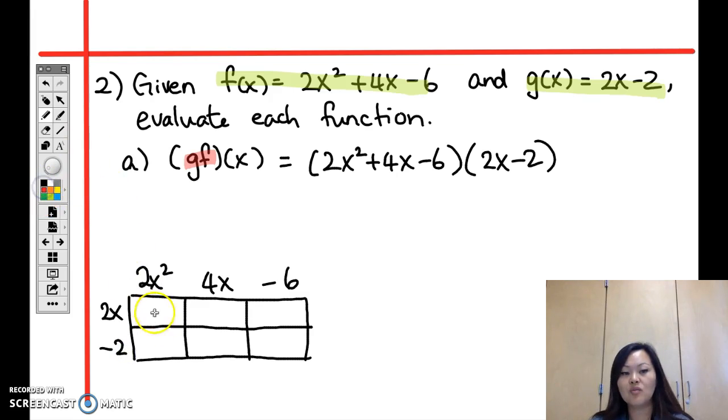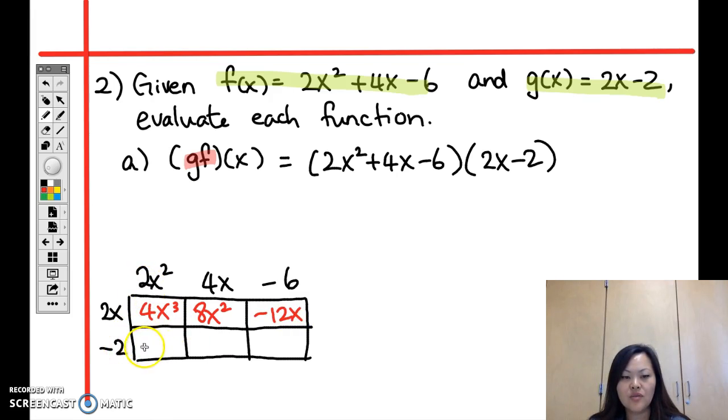Then what we're going to do is multiply everything on the outside. So 2x squared times 2x is 4x to the third power, because there's 2 x's and you're multiplying 1 more x, so there's 3, right? 4x times 2x is 4 times 2 is 8, and then x times x is x squared. Negative 6 times 2x is negative 12x.